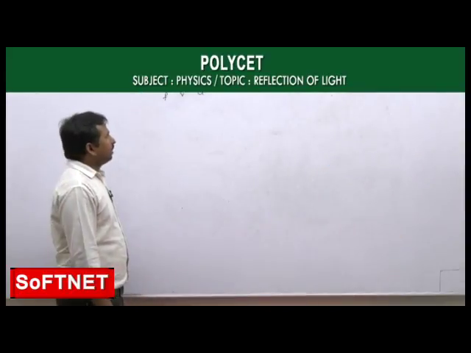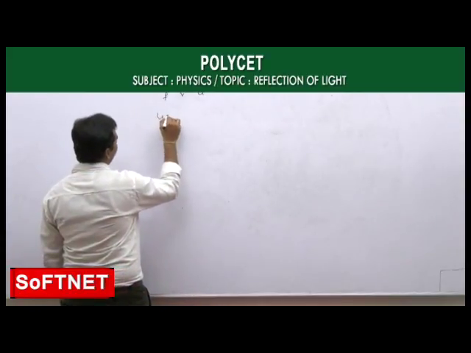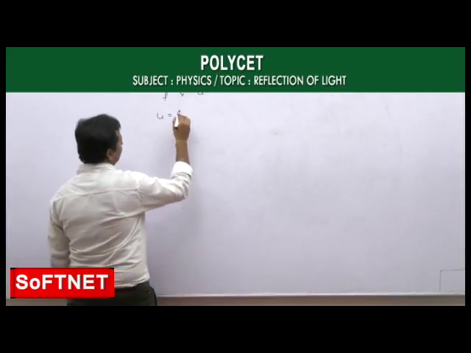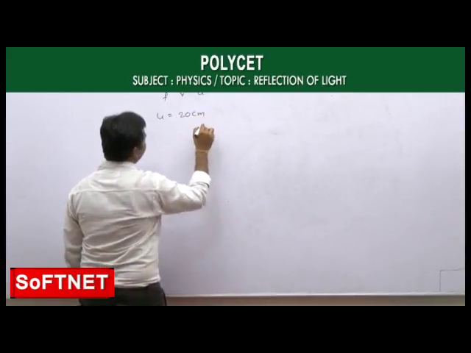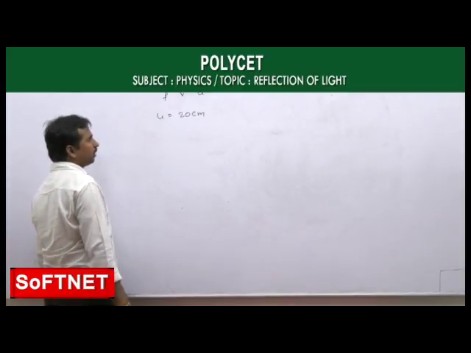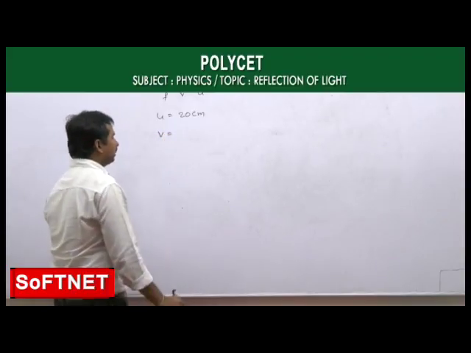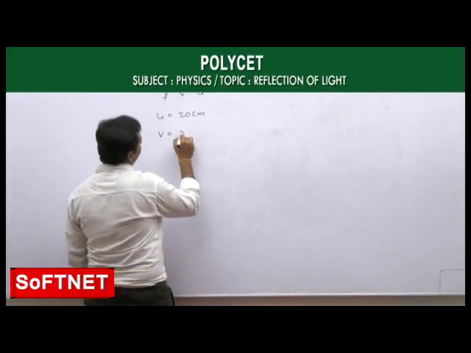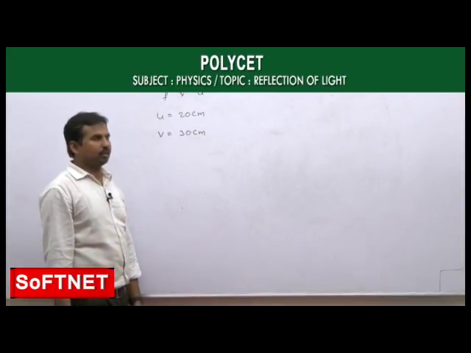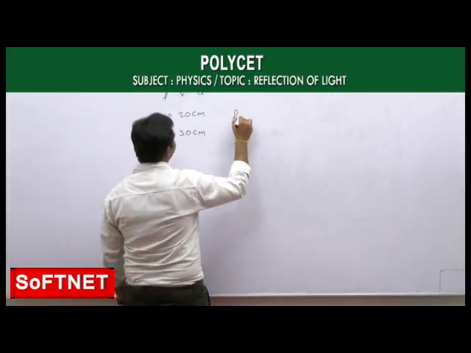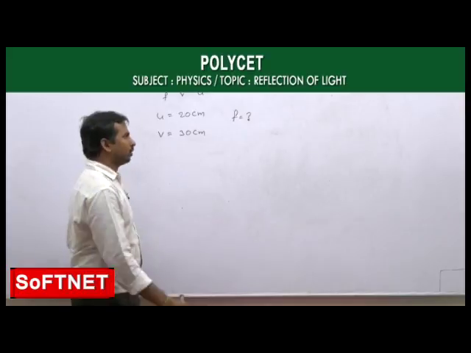Now we will see another model here. If we place an object before a concave mirror at a distance of 20 centimeters, and let us suppose the image is forming at 30 centimeters. The image is formed at 30 centimeters. Then what we have to find is f, the focal length of the concave mirror.